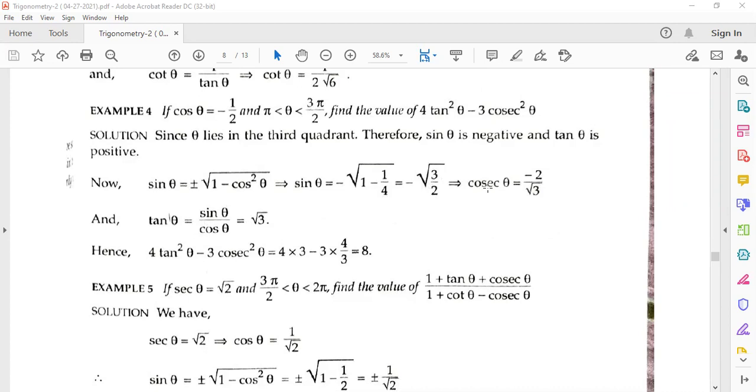We got the value of cosec theta and the value of tan theta. Now put the value of tan theta and cosec theta here. Tan theta equal to root 3, so 3 into 4, 12, minus 3 into cosec square theta, which is 4 by 3. 3 into 4 by 3, so 3 cut, and 12 minus 4 equal to 8.